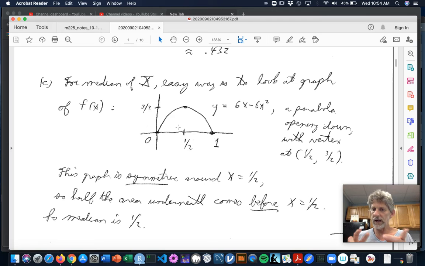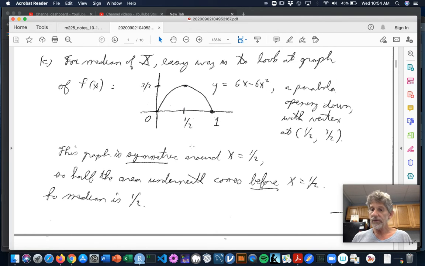And we know the vertex is halfway in between the two places where you cross the x-axis for parabolas. So the vertex, the high point here, is over a half. Just for fun, I found f of 1/2. And then I think about this. I'm looking for a number so that half of the area under the curve is before that number. Well, this graph is symmetric around x equals 1/2. So the area before a half has got to be the same as the area after a half. A half has got to be the median, okay?